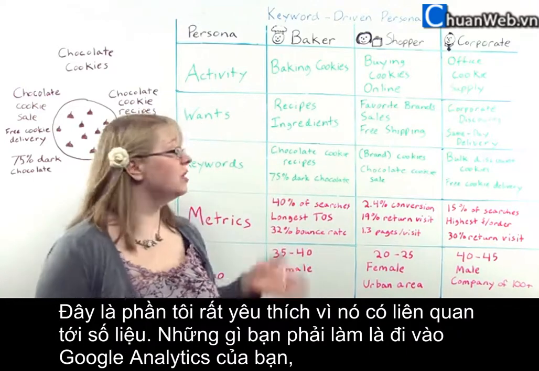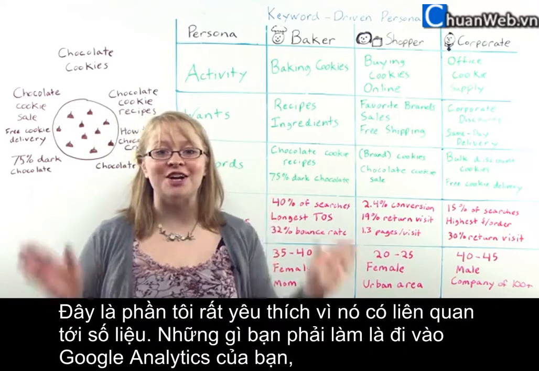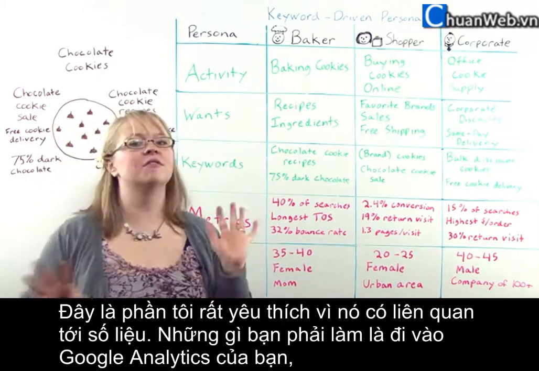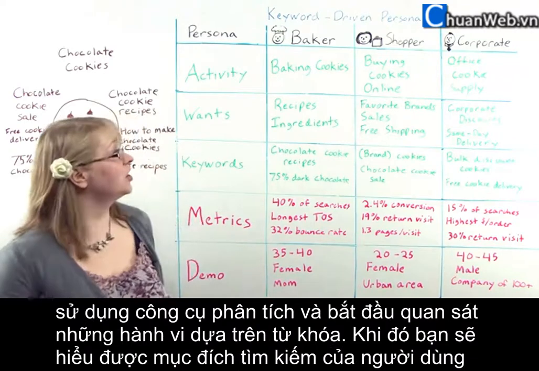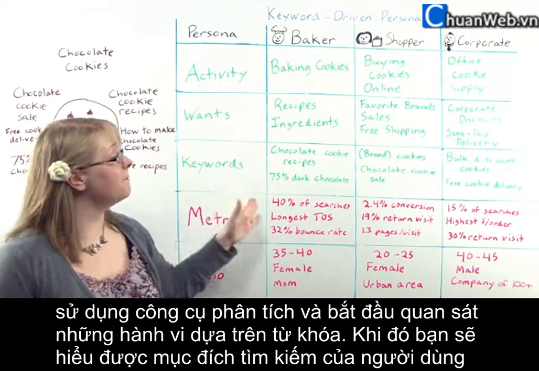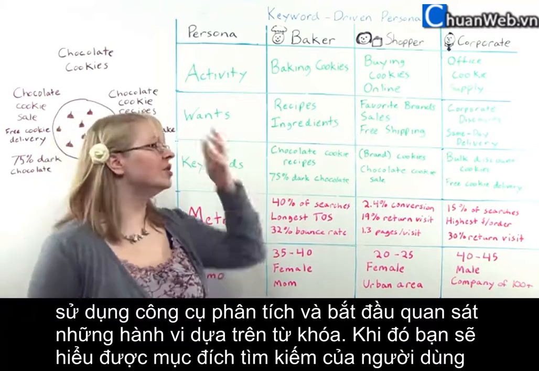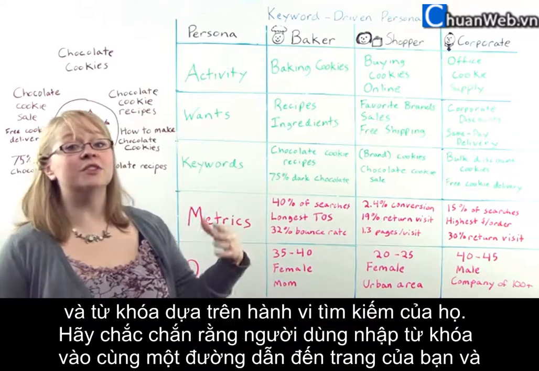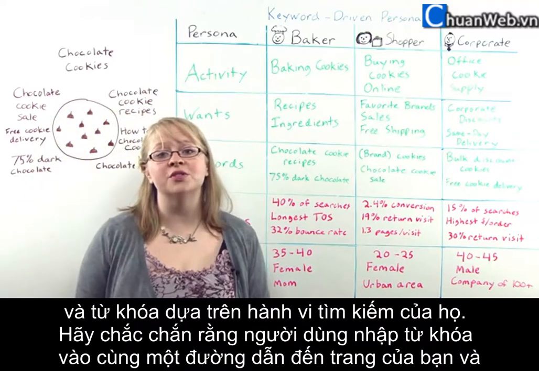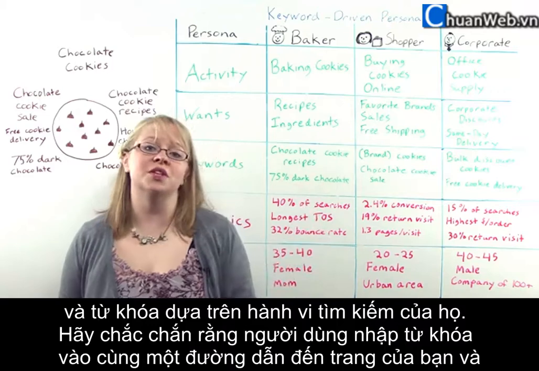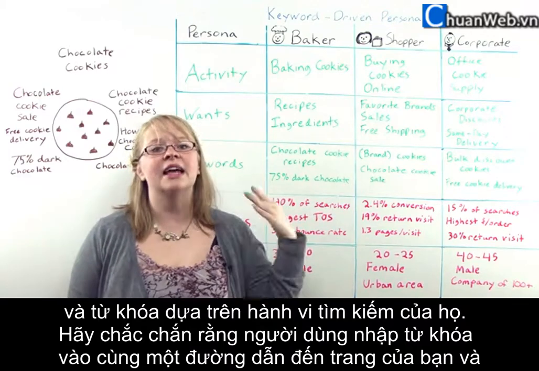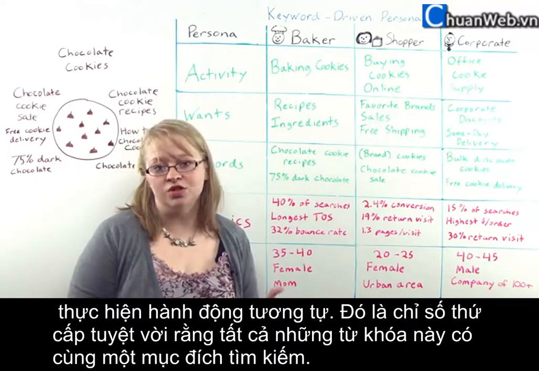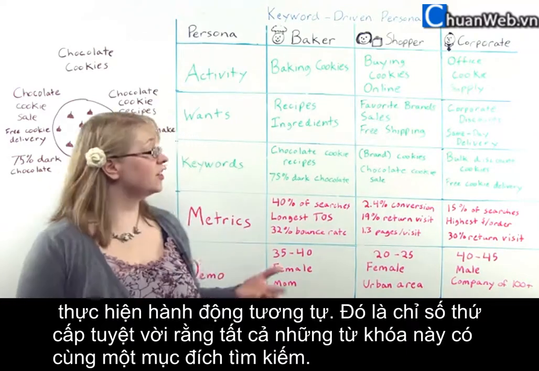What you can also do, now here comes my favorite part because it involves metrics. What you can do is go into your Google Analytics or whatever analytics tool you use and start looking at these behaviors based on keywords. So once you've got your persona and you've got your keywords assigned to your persona, first of all, make sure that all of these keywords really are the same persona. Make sure that users who enter on those keywords are taking similar paths through the site and executing similar actions. That's a great secondary indicator that all of these keywords do belong to this same persona. And start looking at what they do.